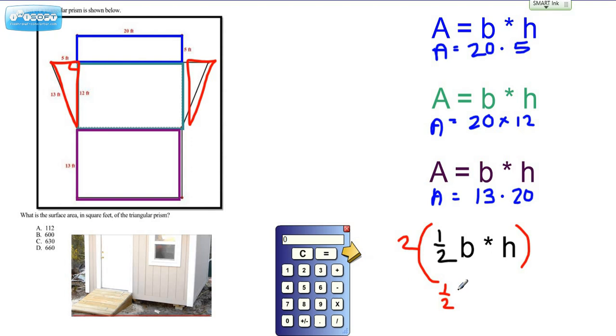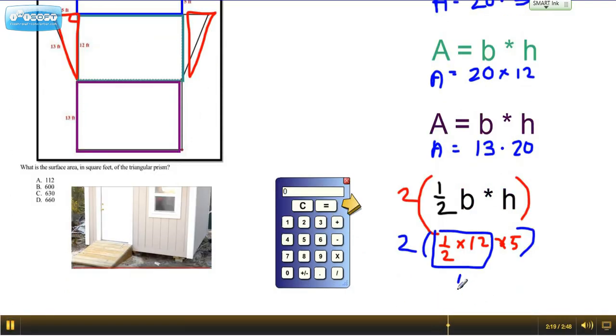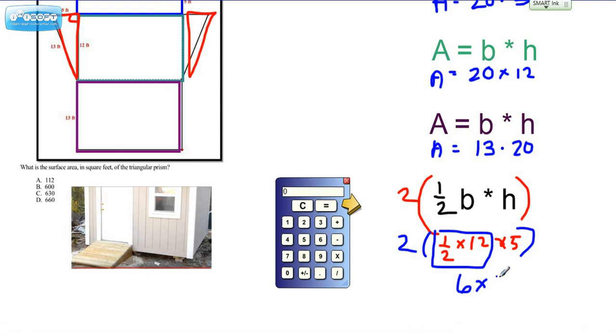So let's call 12 the base. And the line that's perpendicular, that is 5, so we're going to call that the height. But you don't want to forget that we have two of those. So we'll find the area of 1, and then we'll multiply it by 2. Half of 12 would be 6. 6 times 5 would be 30. But remember, we have two of those. So you're going to finish this up.